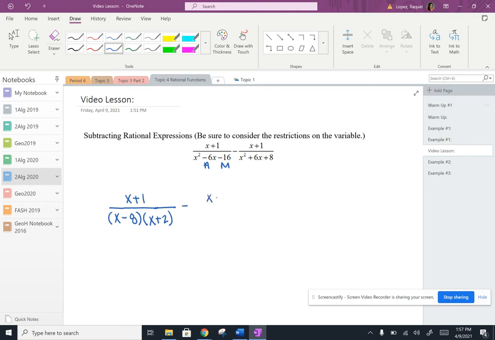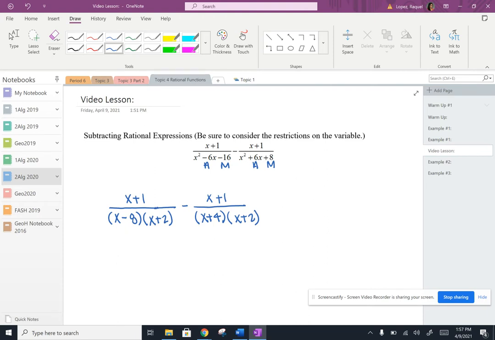Okay, let's take a look at the second fraction. In this denominator, we're looking for two numbers that add to 6 and also multiply to +8, and those numbers are going to be 4 and 2. So our factors are going to be x plus 4 and x plus 2.